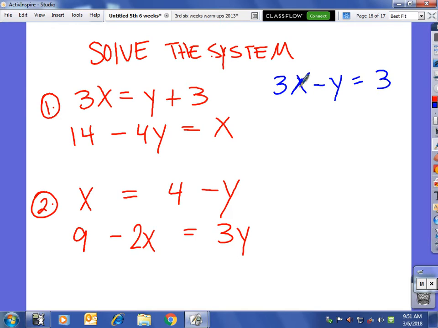The second equation on number 1 is kind of a mess. What could you do? You could switch the 14 and the x, that would work. Or you could move this guy over here. Either way would work. If I move the negative 4y to be with the x, I would have 14 equals x plus 4y. Do you see where I'm getting that? So I'm just going to write that as x plus 4y equals 14.